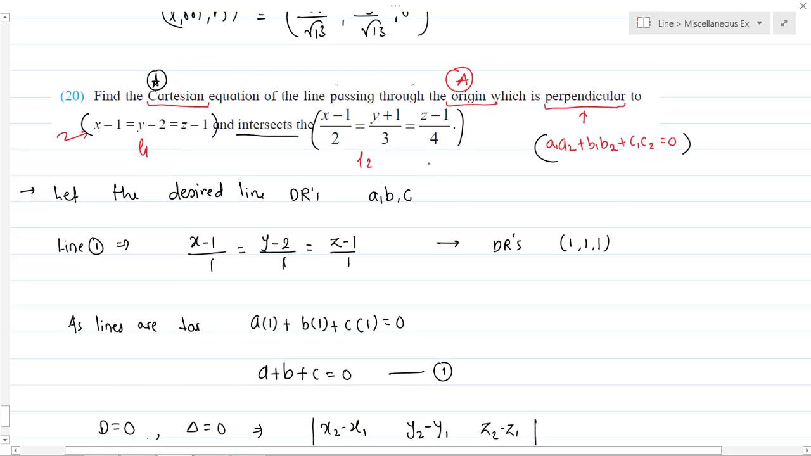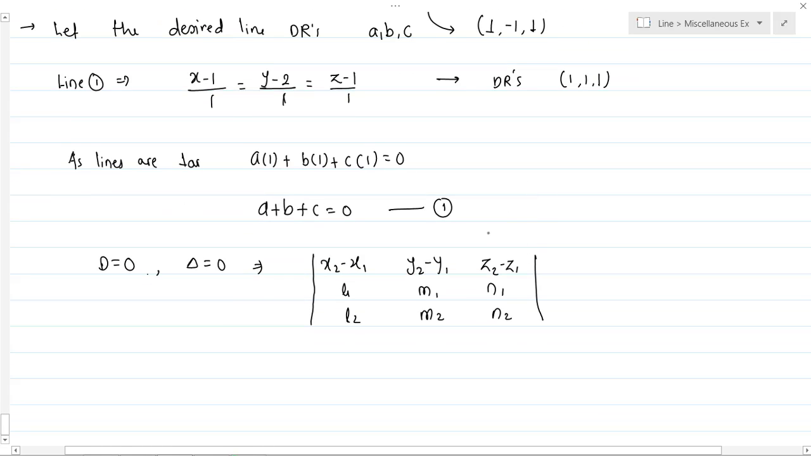So x2, y2, and z2 for this line will be what? It is plus 1, comma minus 1, comma plus 1. And x1 is what? Definitely it is the origin through which our line is passing, so 0, 0, 0. So let me write here: 1 minus 0, minus 1 minus 0, and 1 minus 0. So 1, minus 1, 1.